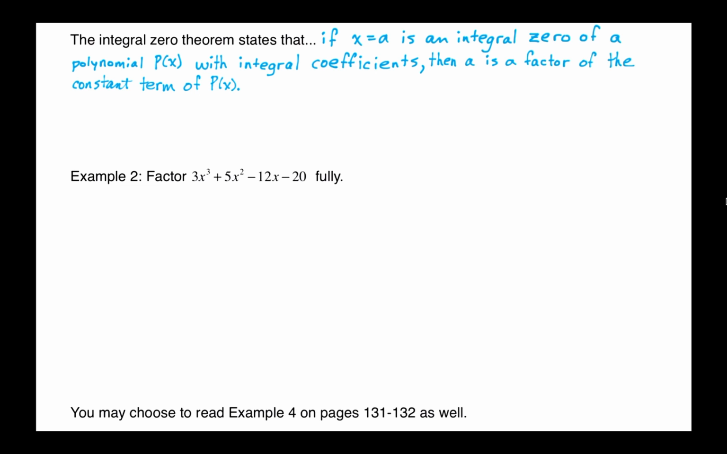So this is really helpful when we're trying to factor something like this cubic polynomial, because we can just look at this last term, the constant term, look at the factors, plus or minus 1, plus or minus 2, plus or minus 4, plus or minus 5, plus or minus 10, plus or minus 20, and one of those, hopefully one of the smaller ones, will make the polynomial equal to 0 when we substitute x equal to that integer. And that means x minus that integer will be a factor.